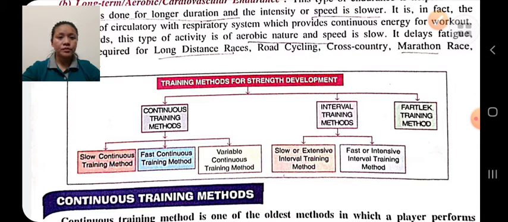There are three methods to develop endurance. That is continuous training method, interval training method, and fatigue training method. These are the three methods which help to develop endurance.